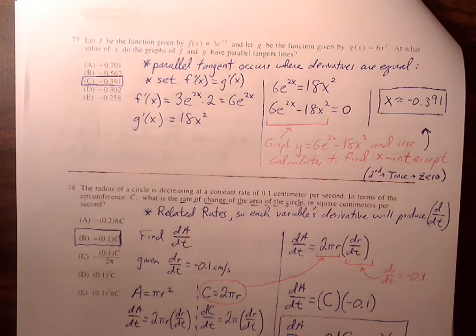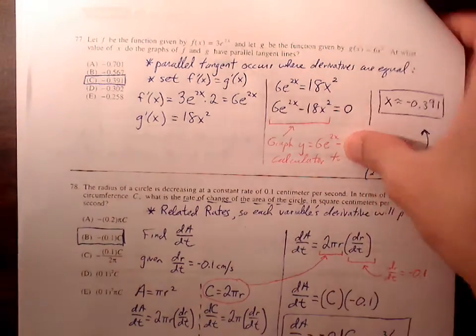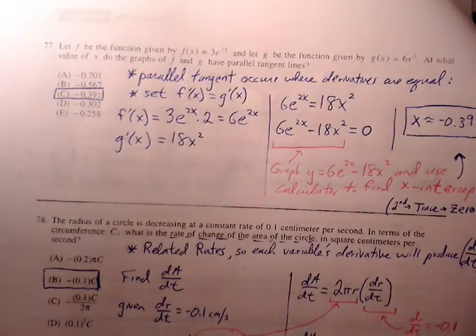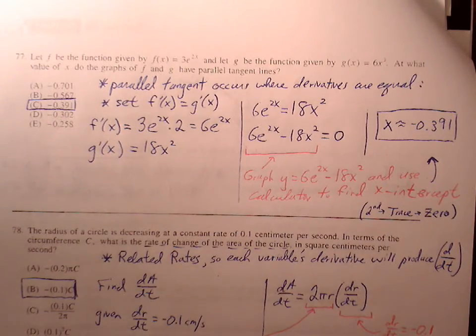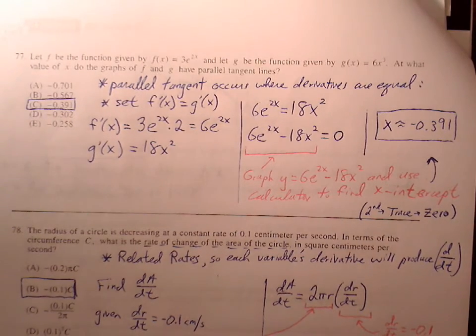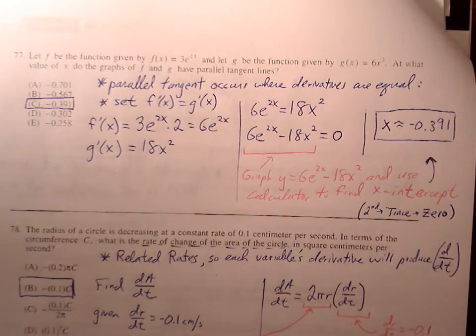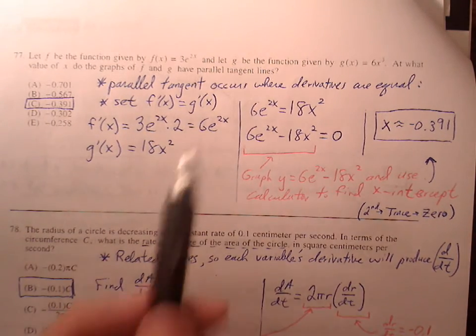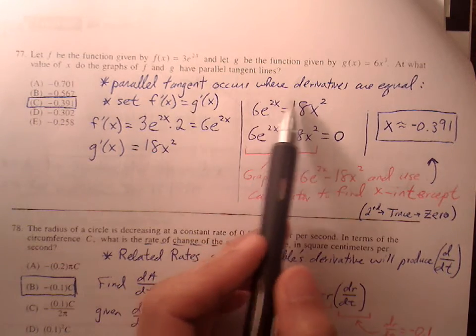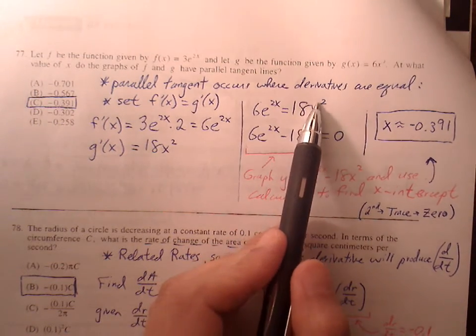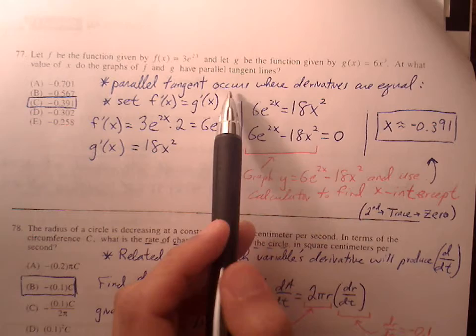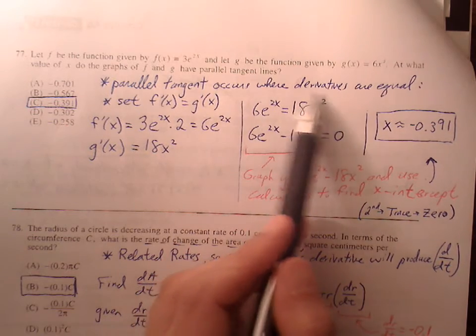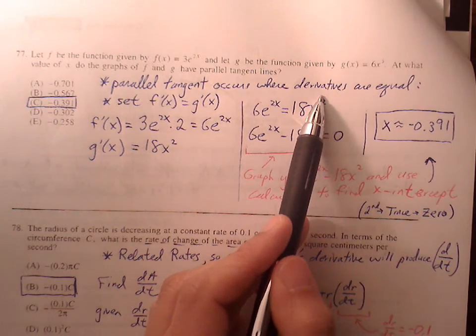Okay, 77 says let the function f be defined as 3e^(2x), and let g be defined as 6x cubed. At what value do the graphs have parallel tangent lines? Okay, so parallel tangent lines occur when the slopes are the same, and that is referring to derivatives.